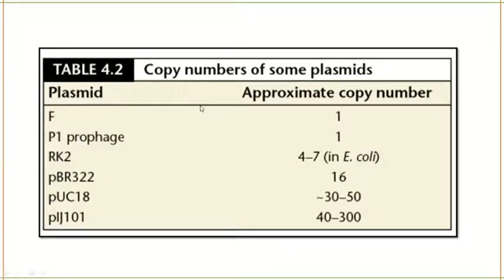For F plasmid, the copy number is 1. P1 prophage is 1. RK2 is 4 to 7. pBR322 is 16; this is an artificial plasmid. pUC18 is 30 to 50. pIJ101 is 40 to 300. This is also for your general information, so that you can relate to the concepts we studied yesterday: what copy number is and how much it can be. These are some examples you can know.